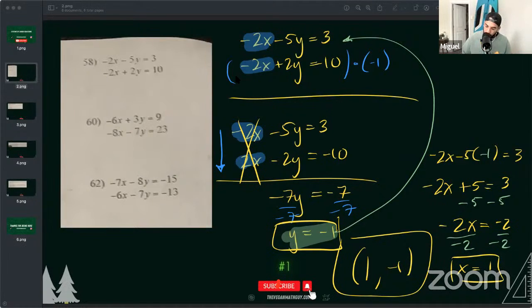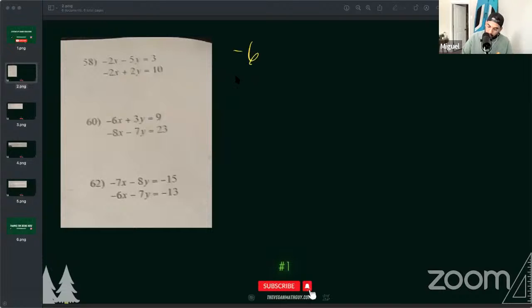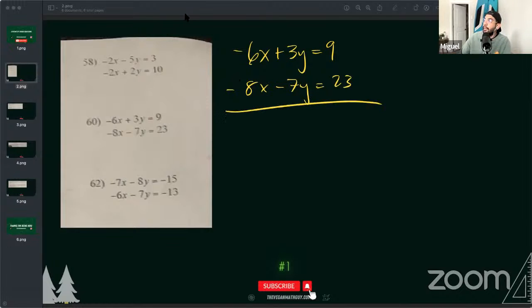All right. Let's go to the second problem. Let's erase that. -6x plus 3y is equal to 9. -8x minus 7y is equal to 23. Ooh, I like this problem already. Why do we like this problem?